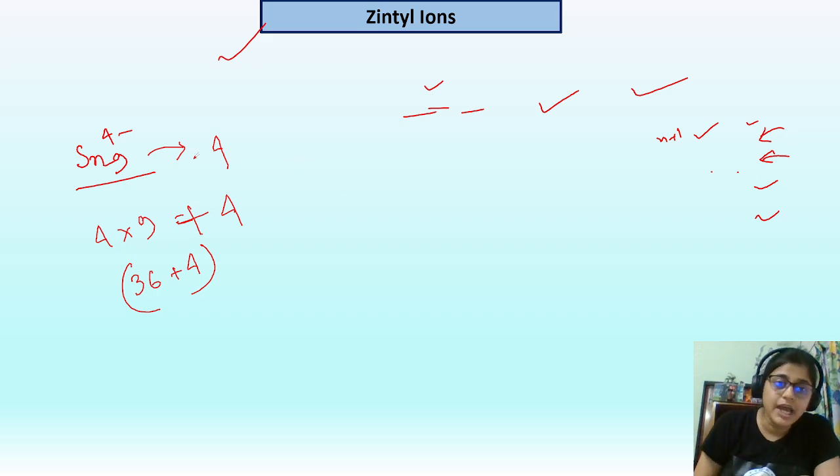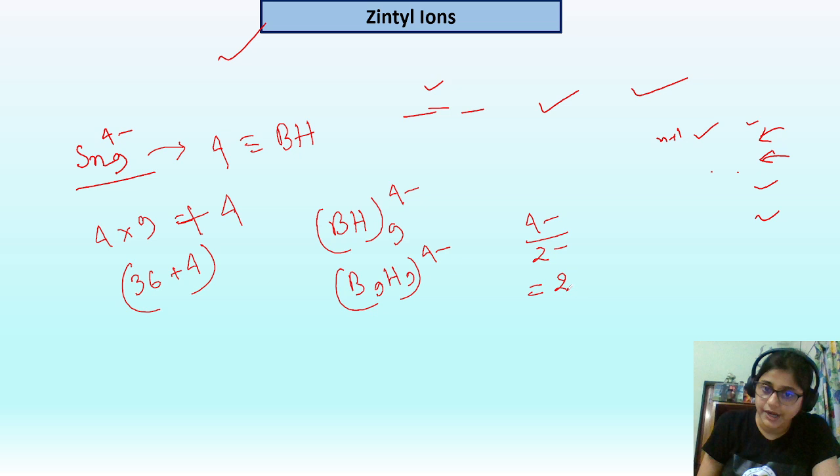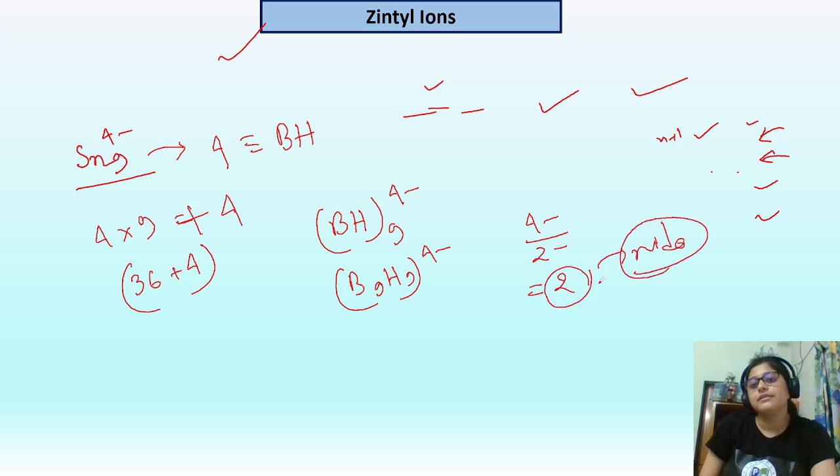So forget about it. And 4 means it is BH, right? So we can compare it with BH whole 9 and 4 minus, right? So B9H9 4 minus, it will be what? 4 minus will be divided by 2 minus, and we will find 2, and it will be nidoborane. Like that, the structure of the tin ion will be nido.